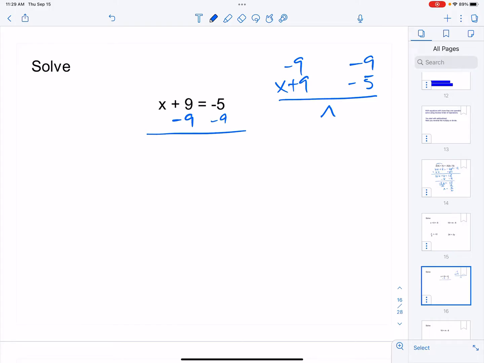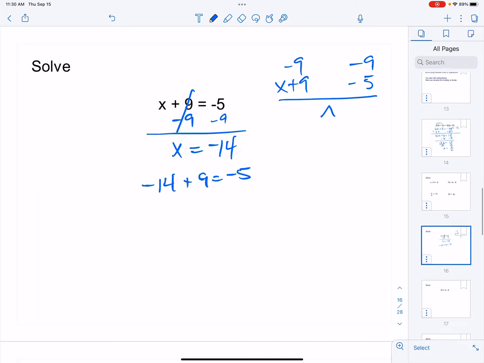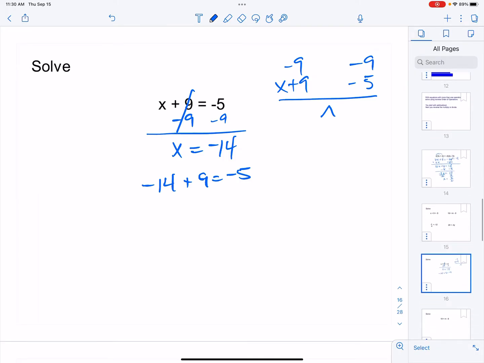So now I do my math. On the left side, my 9's go away. We're left with x is equal to negative 9 plus negative 5, which gives me negative 14. So what that says is that the value of x is negative 14. Negative 14 plus 9 is equal to negative 5, and that's what we're looking for. Okay, that's how we solve these equations. So let's look at another one.